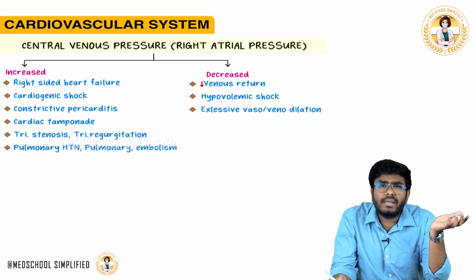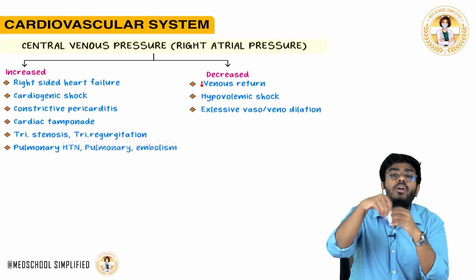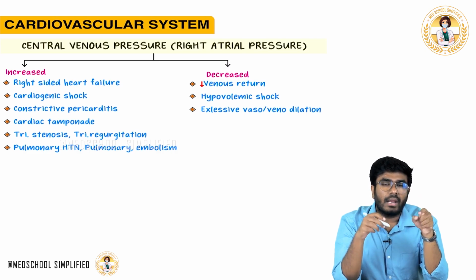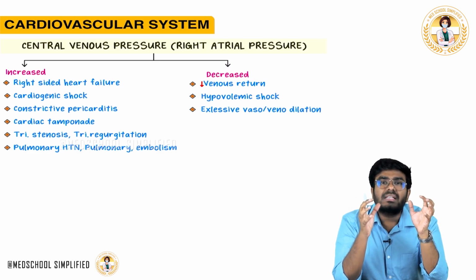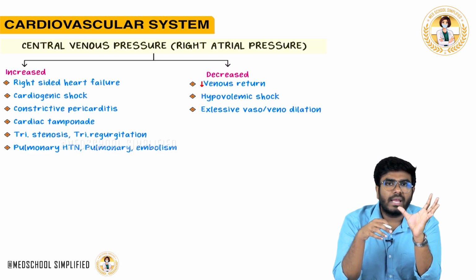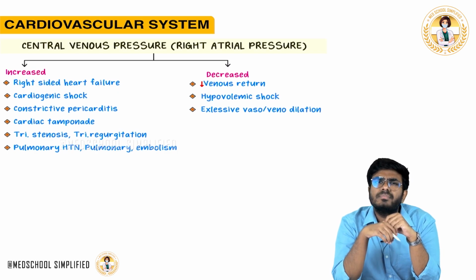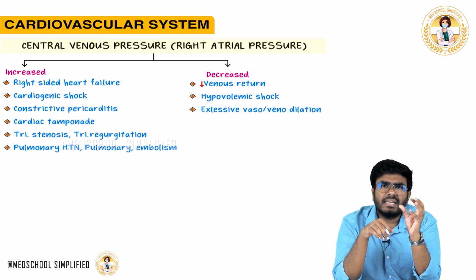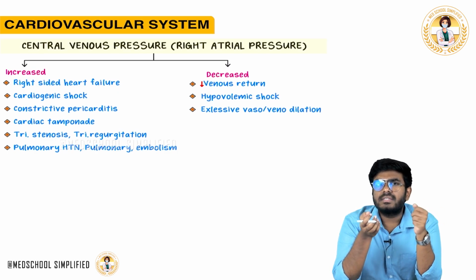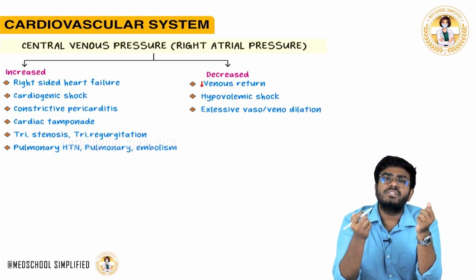And constrictive pericarditis. What is constrictive pericarditis? The heart is surrounded by a layer called the pericardium, and the pericardium is getting calcified. Now that calcified pericardium is compressing the heart. Try to understand it. The calcified pericardium is not letting the heart relax. The heart is now getting squeezed. So when the heart is getting squeezed because of this calcification around it, automatically the pressure inside the heart increases. Right atrial pressure increases, central venous pressure increases.